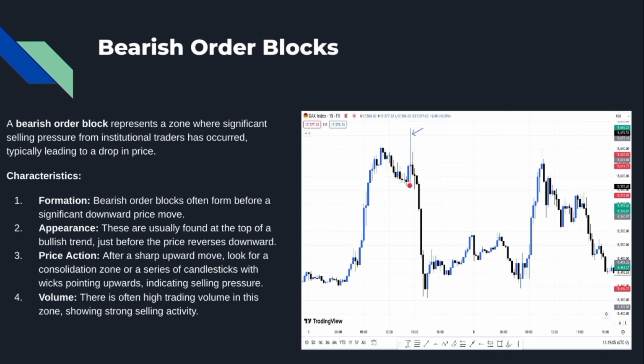So this red candlestick is where your order block will be, right? What I do is I mark my order block out using a huge box. From the upper wick to the lower wick of the candle, I'll mark out that entire area.